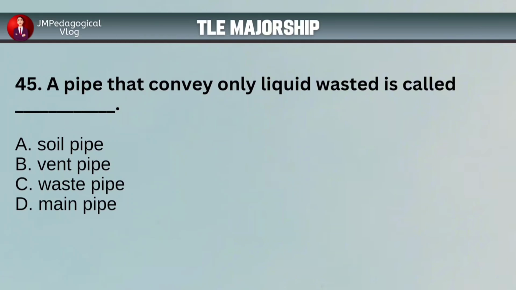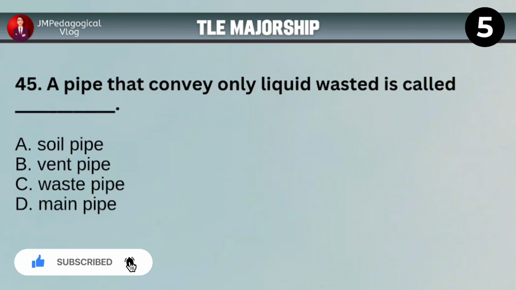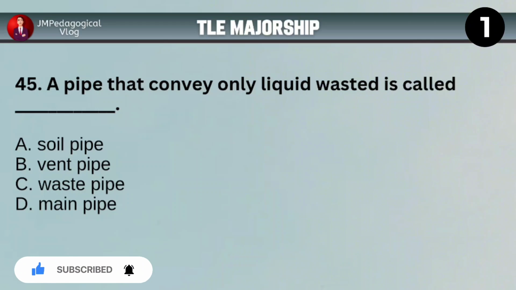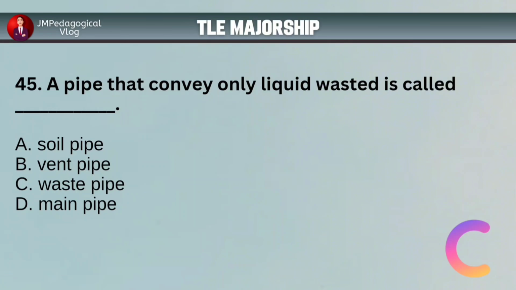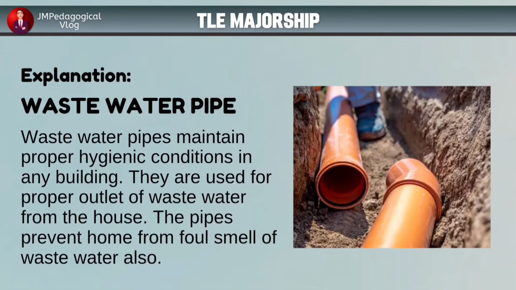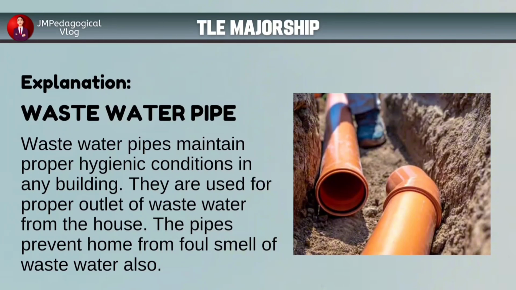45. A pipe that conveys only liquid waste is called A. Soil pipe. B. Vent pipe. C. Waste pipe. D. Main pipe. C. Waste pipe. Explanation. Wastewater pipes maintain proper hygienic conditions in any building. They are used for proper outlet of wastewater from the house. The pipes prevent home from foul smell of wastewater also.